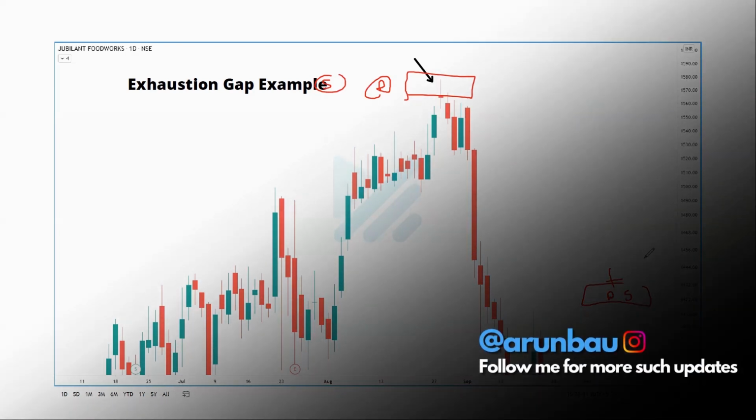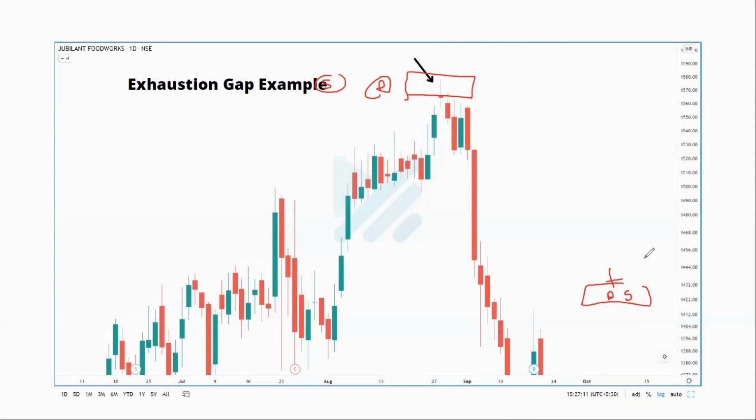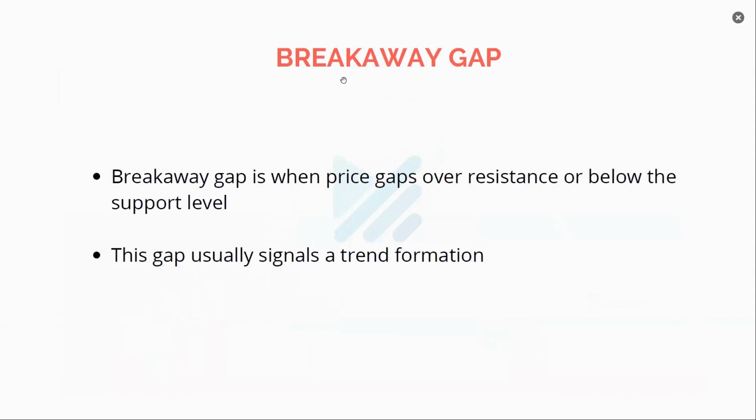Just because of that candle, you can't take a decision. You need to see the price action, what is happening around that area after the exhaustion gap. You may even track that or add it into your watch list and then see how it is going. This is the third type of gap. And the fourth type of gap is the breakaway gap.